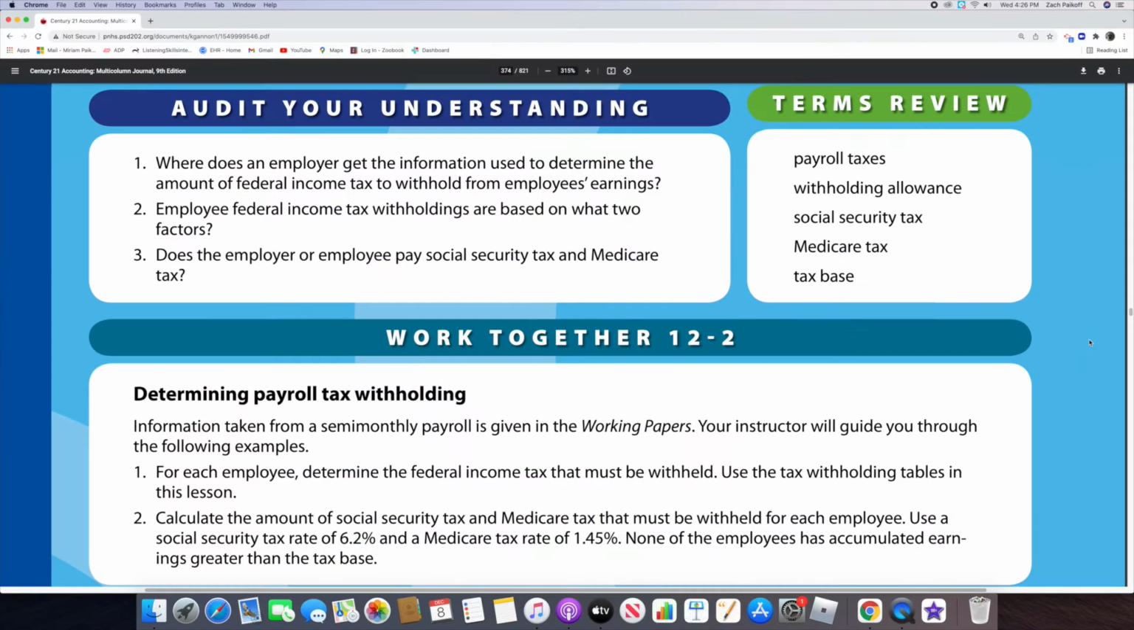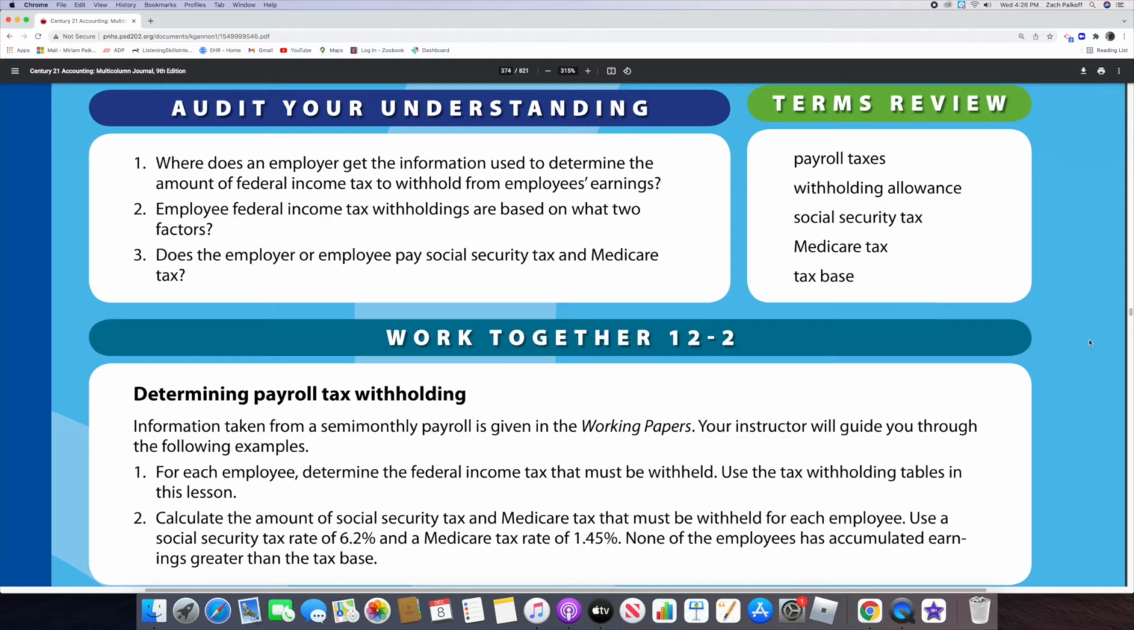Okay, so as I had stated before, I'm going to be going over the 12-2 work together. In the last video, I read over the 12-2 text. If you did miss that video for any reason, please click the link in the description. But anyway, today I will be going over the 12-2 work together, where we will be determining payroll tax withholding.